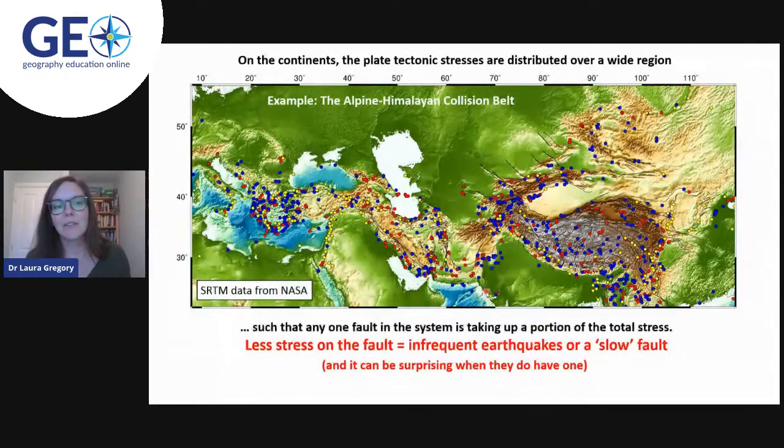And here, those stresses of the plates interacting are actually distributed over a much wider area. This is because of the nature of the material. We won't go into that. But basically what we see are lots and lots of fault lines that are covering this whole area. And with any one of these faults, they might have an earthquake.